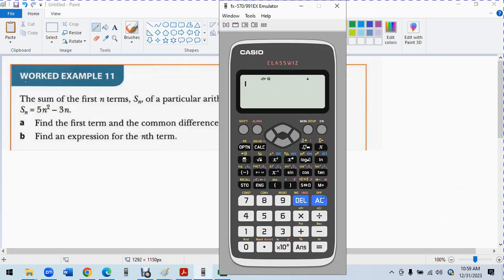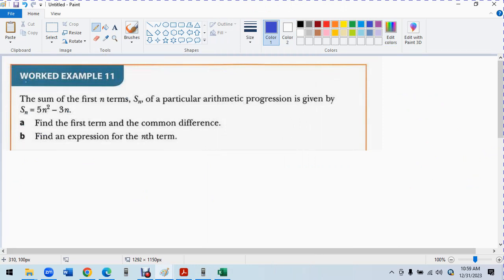So for worked example number 11, the sum of the first n terms is Sn. Find the first term and the common difference. So S1 is the first term. A, the first term, is S1, the sum up to the first term only. So it's 5 times 1 squared minus 3 times 1, and this is 2.